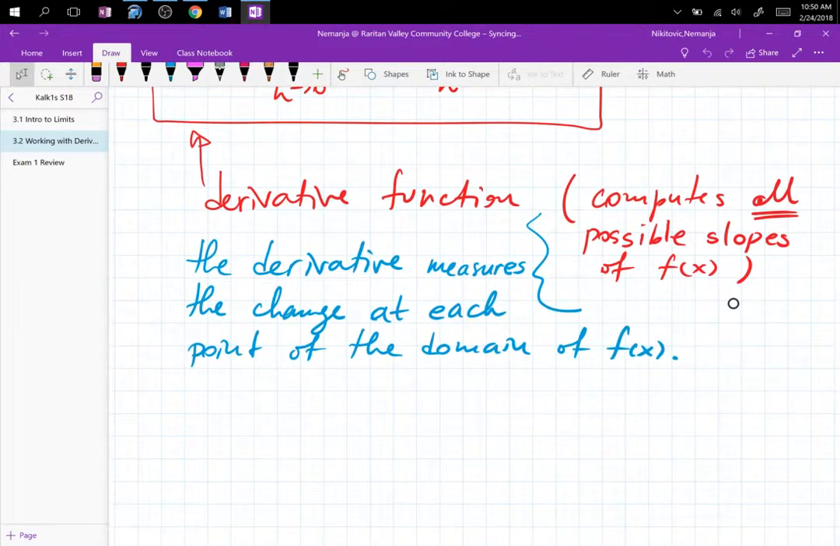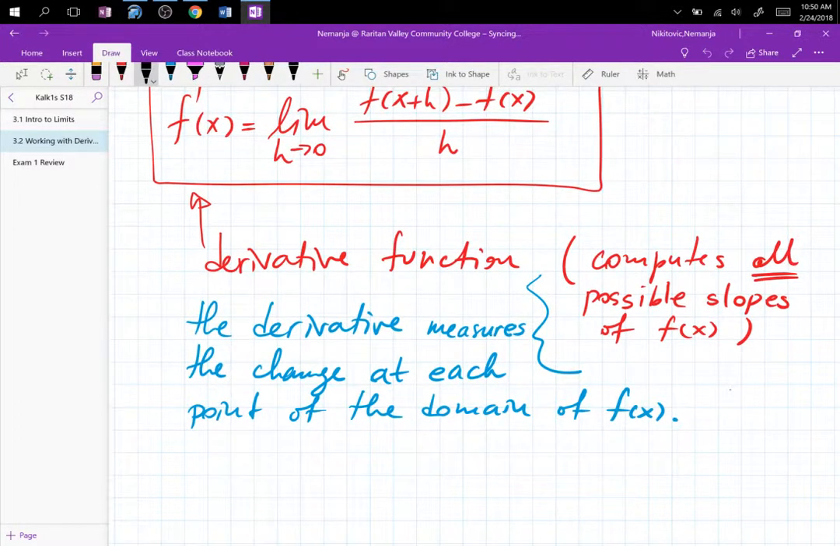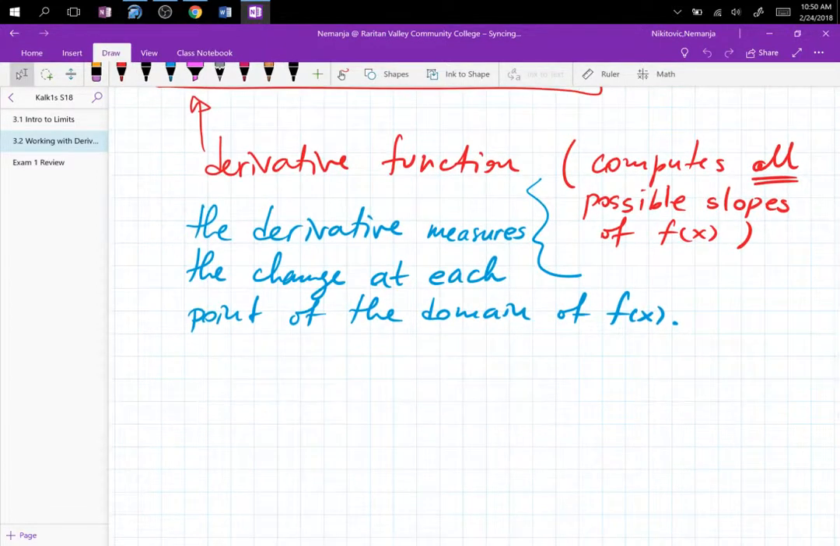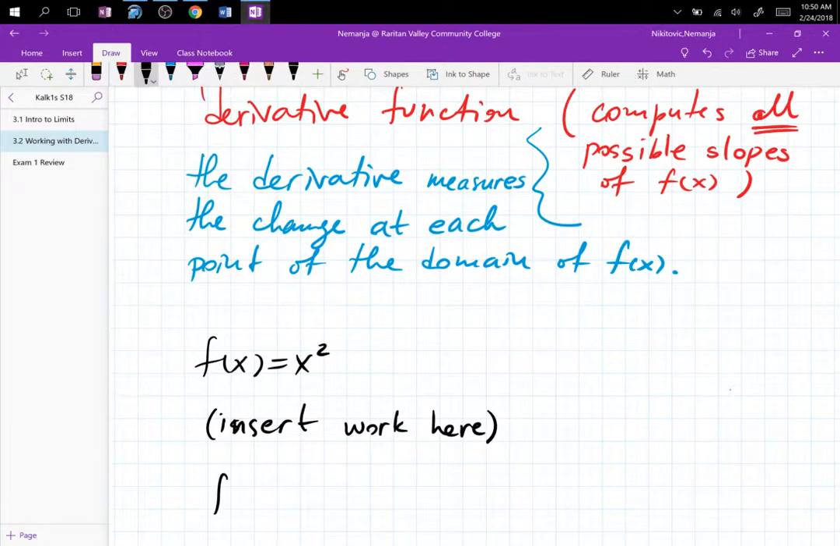I believe you were supposed to compute one of these functions on your exam, using the limit. So pretty much the same stuff we did in class. You look at the difference quotient, you apply the limit. So let's say you have f of x equals x squared, and I'm just going to say insert work here, because you're supposed to know how to do this, and at the end it spits out 2x.